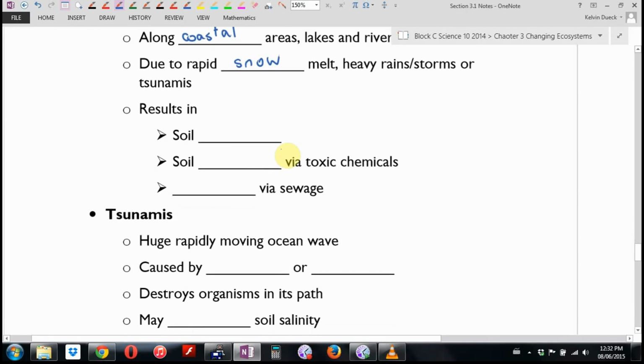So what does flooding result in? Well, it can result in soil erosion because flooding, unlike forest fires, carries good soil off with it. In metropolitan areas, it can result in soil pollution because there's gunk on our sidewalks and pavements, and that gets washed into the drains, and most of those drains just drain into the land, into the rivers. And disease via sewage.